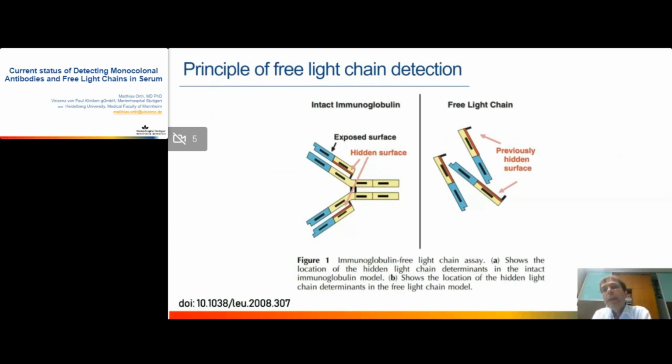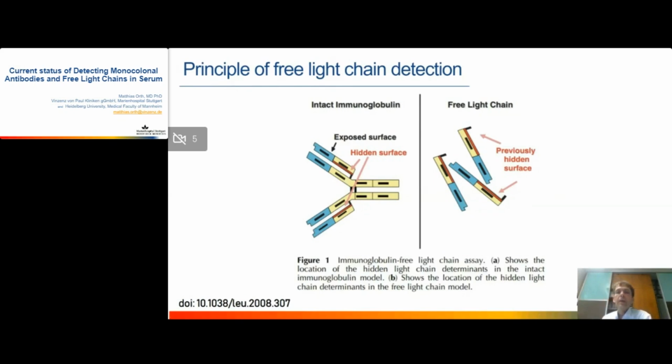Now it comes to the detection of these free light chains. We have seen the other methods of detecting the proteins present in multiple myeloma patients. This is traditional protein chemistry, in which case mostly we stain the abnormal proteins. But for the detection of free light chains, we need special antibodies which detect a certain part of the protein which is not accessible to antibodies in the intact immunoglobulin.